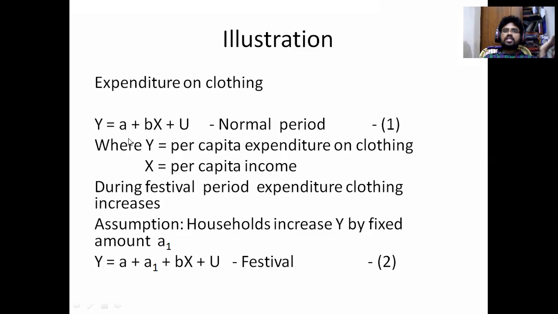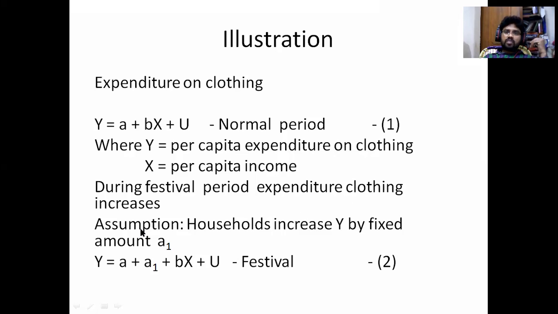Nothing but the consumption depends on income. The expenditure is nothing but consumption, only we have taken the expenditure on cloth. This depends on our income plus u. That is the normal period, where the expenditure depends on the income. Then during the festival period, the expenditure on cloth increases. For example, in the Hindu religion and some other religions, during the festival season, the expenditure on cloth will increase. So generally here also, during the festival period, the expenditure on clothing increases.